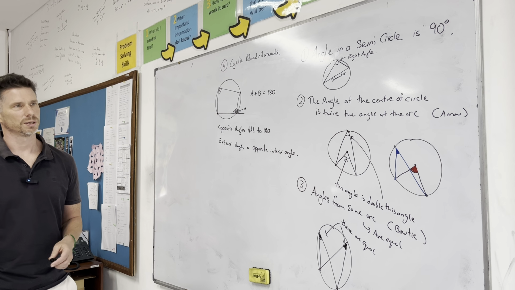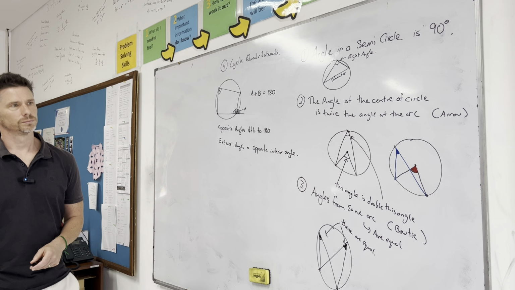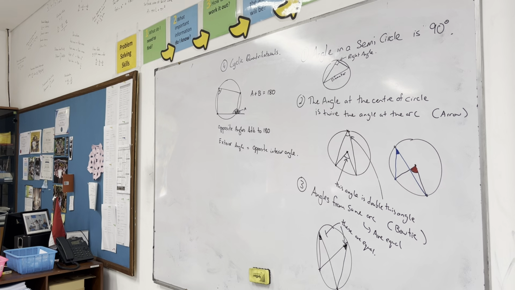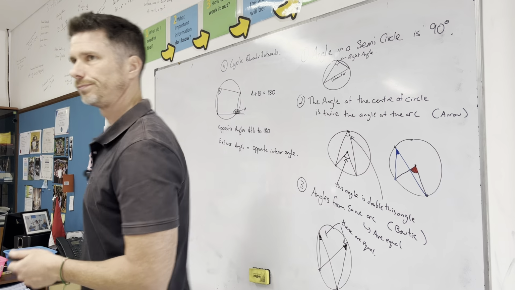Okay, some examples here. So on this one, y will be 110, because 70 and 110 make 180. X here is going to be 88. Yeah, very good. Okay.